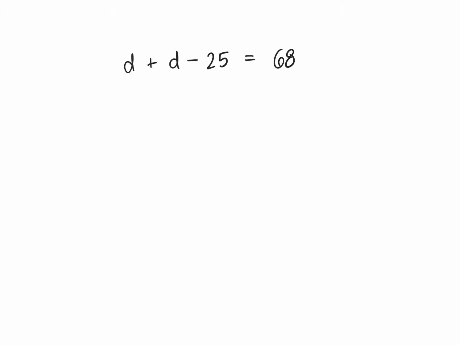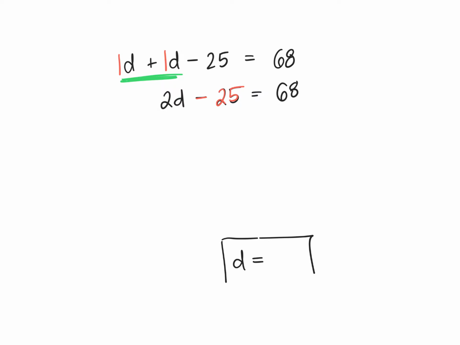Okay, so if you recall from the last chapter, when we have like terms, we have one D and another D, we can combine those together. So 1D plus 1D is equal to 2D. All I'm doing here is simplifying this. I have 2D take away 25 is equal to 68. Now we can't take away 25 from 2D because they're not like terms. But we want to get rid of this negative 25 because my goal is to isolate and keep D by itself.